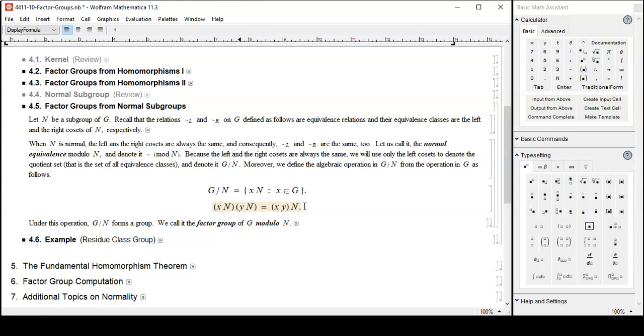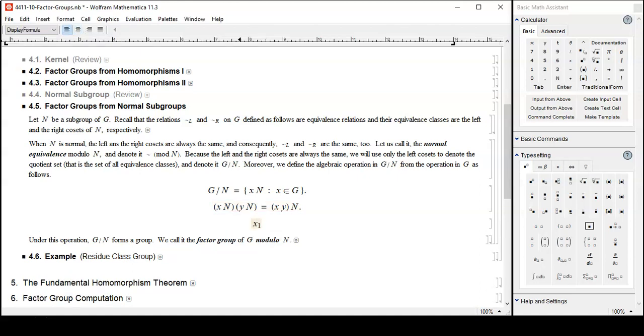But there's a bit of a problem here. This left-hand side expression, xN and yN, and also the right-hand side expression, they are not unique. These are cosets, equivalence classes, so we can take different representatives of the same equivalence classes.